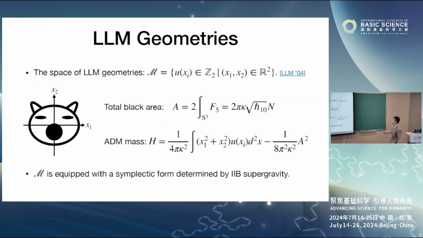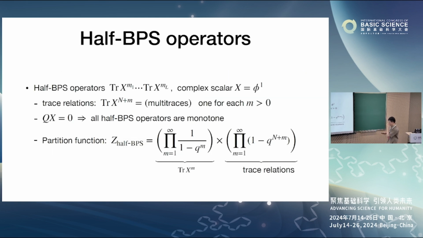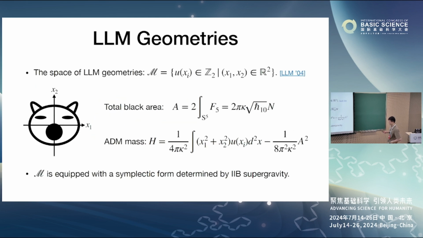Okay? And now we would like to consider the bulk side. We would like to recover this partition function from the bulk computation. So let me go a bit faster. The Lin-Lunin-Maldacena geometry has a classical space of solutions that can be parameterized by Z2-valued functions on R2.